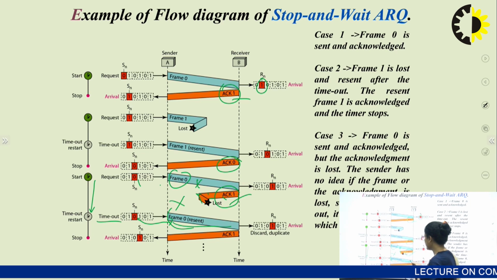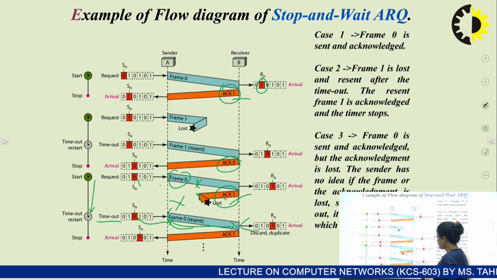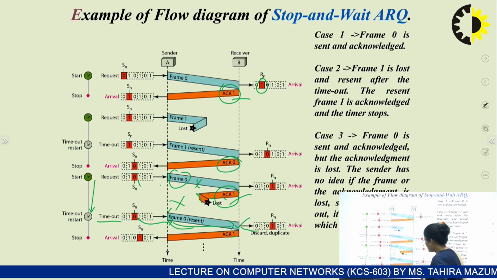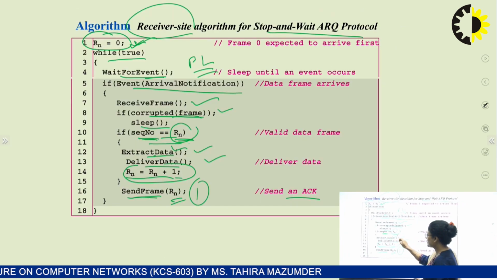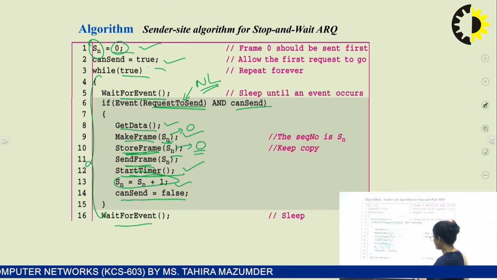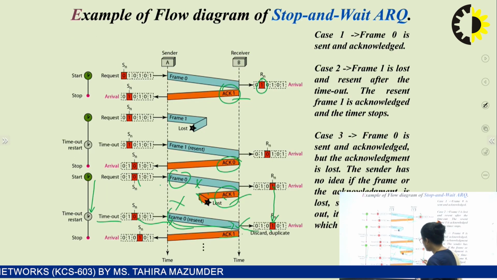SN 0, that means the same frame is being retransmitted. Once this frame is retransmitted, Rn was 1, and because it is the same frame which was expected, Rn does not make any updation. So it will send acknowledgement number 1. Then in the next case, the sender will send a frame with sequence number 1.